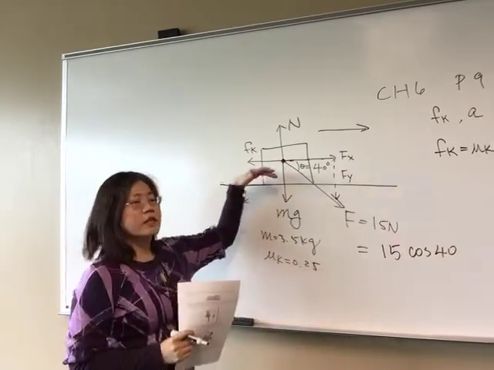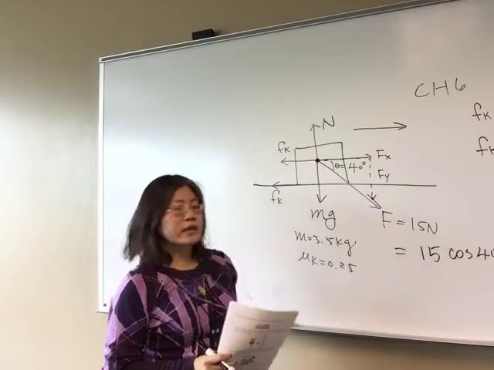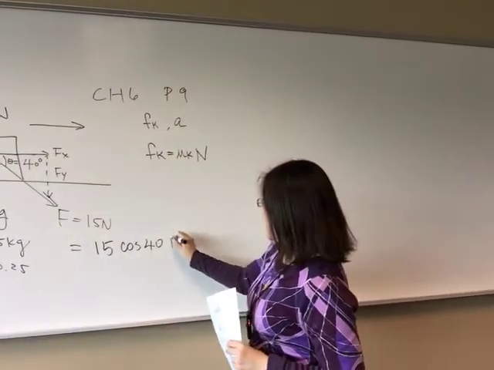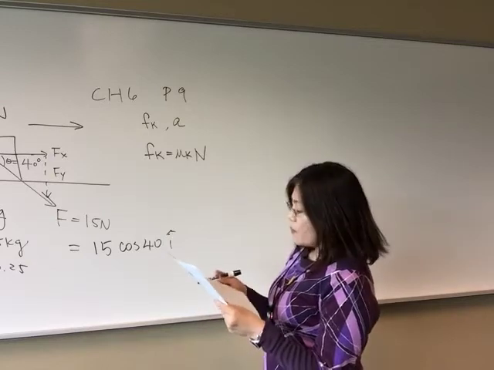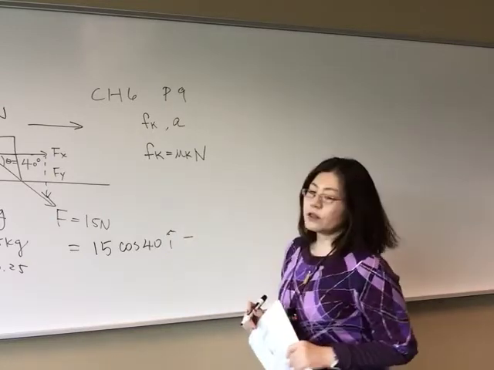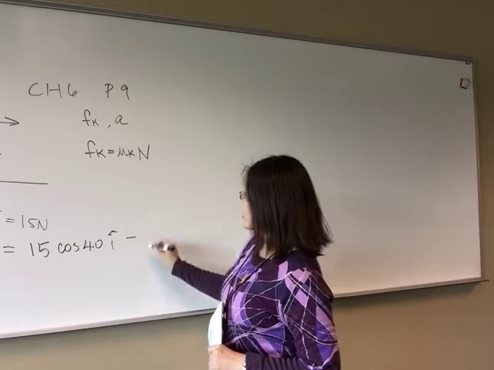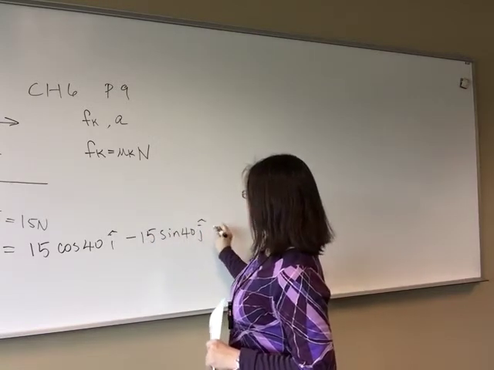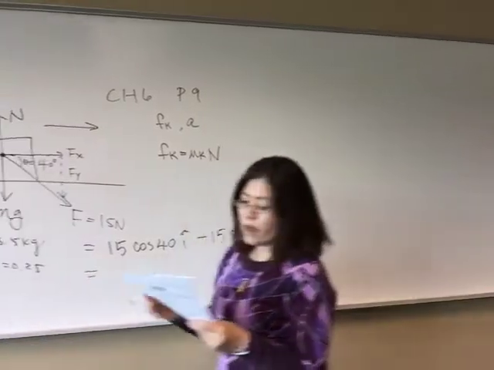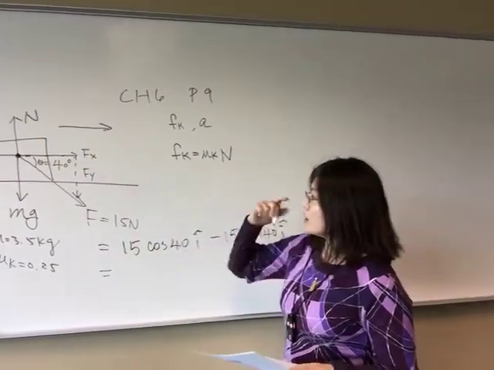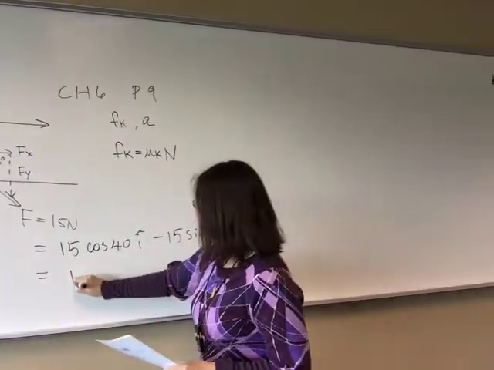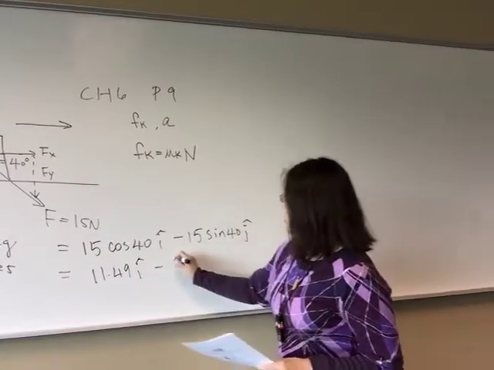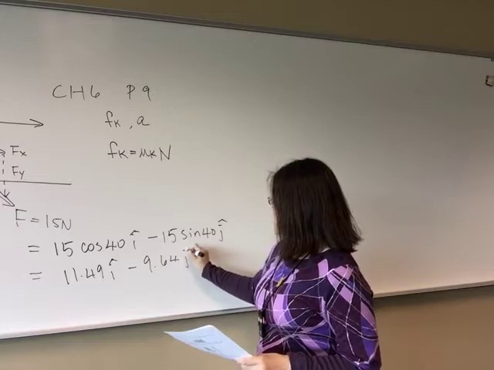You can see that your Fx is positive and your Fy is negative. So you should have 15 cosine 40 degrees i hat, and then for the y component you have to manually put a negative sign in front of it, so you have 15 sine of 40 j hat. When you plug in the numbers, the force for this external force is 11.49 i hat minus 9.64 j hat.